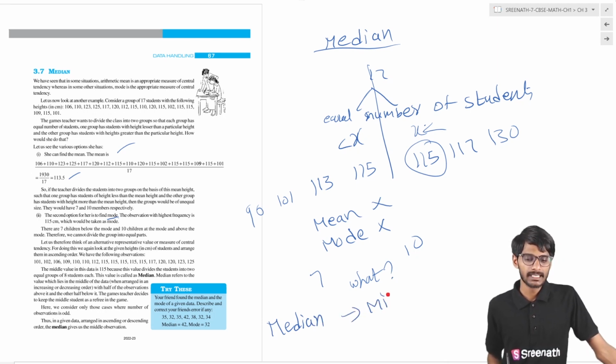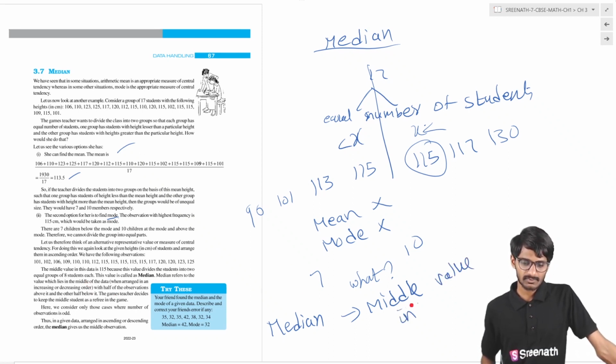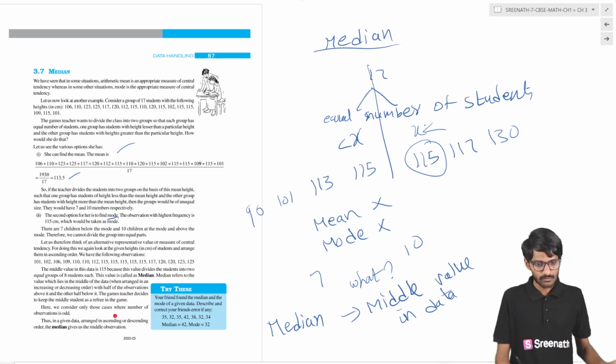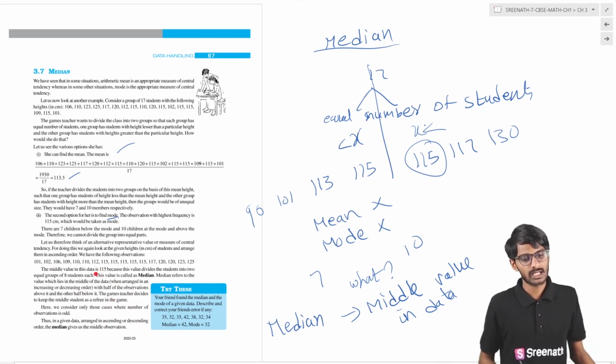Median is the middle observation, the middle value in the data. Median is nothing but the middle value in the data, students. If you find the middle value in the data, then you will distribute it equally. From the figure, the value 115, because this value divides the students into 2 equal groups of 8. So 115 is the middle. This is the correct answer, students. So 115 is the median.